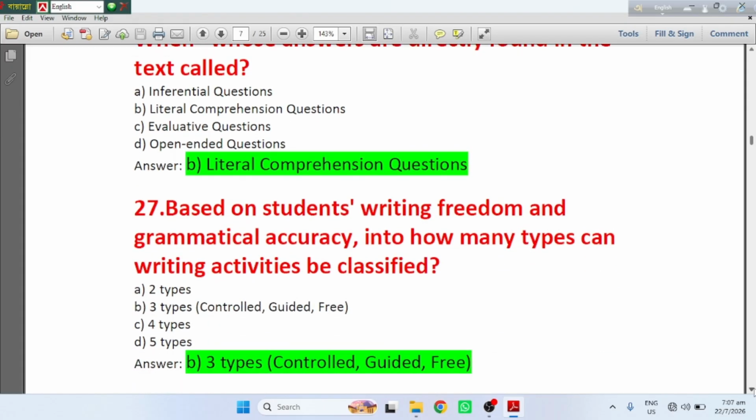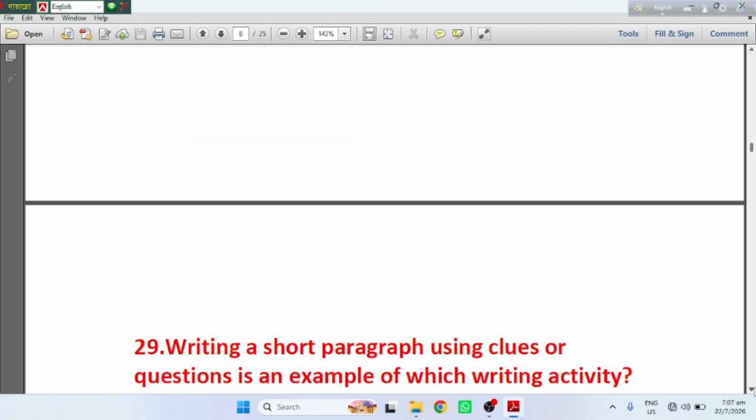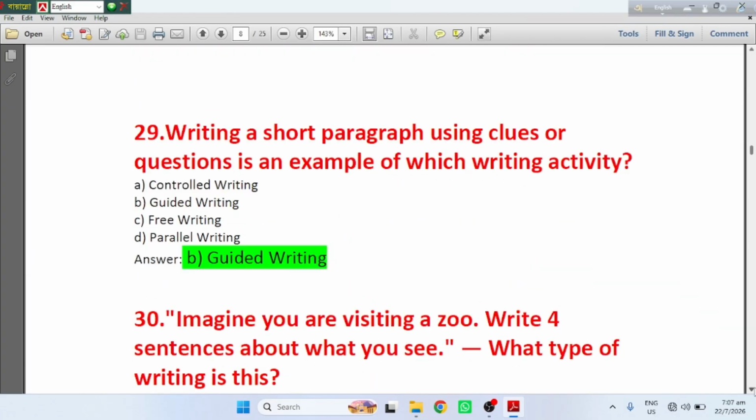27. Based on students' writing freedom and grammatical accuracy, into how many types can writing activities be classified? Three types: control, guided, and free. 28. Creating sentences using a substitution table is an example of which writing activity? Control writing. 29. Writing a short paragraph using clues or questions is an example of which writing activity? Guided writing.